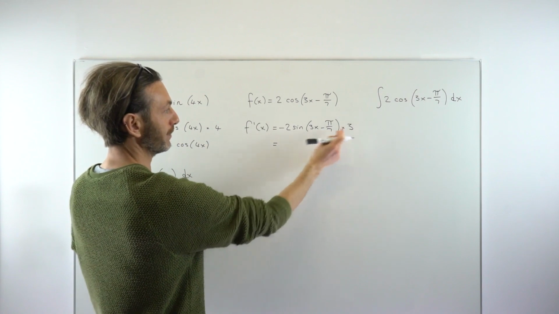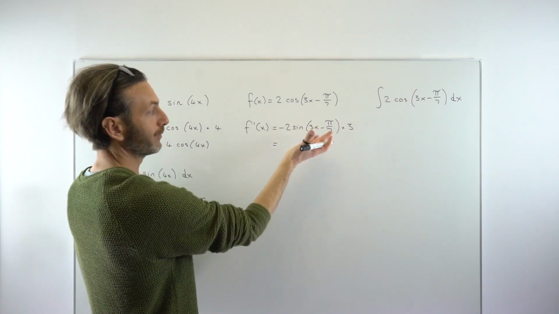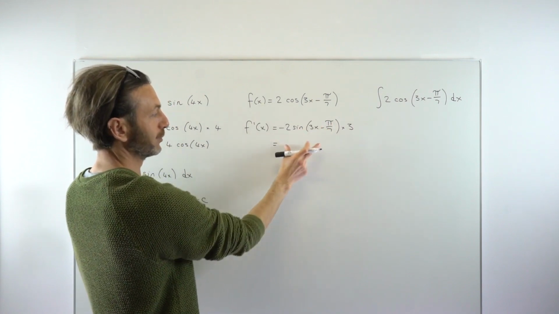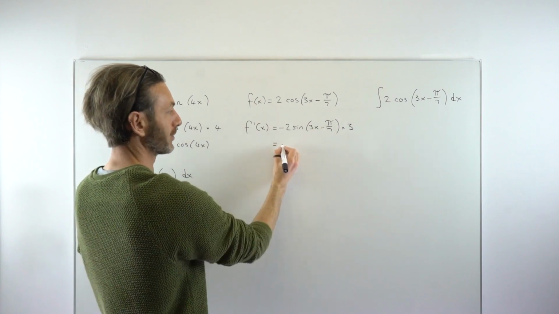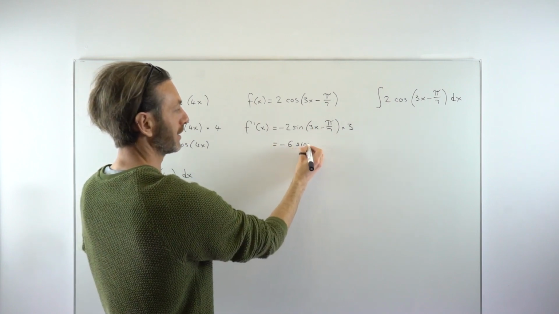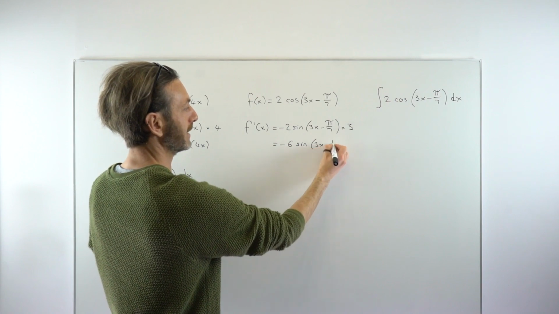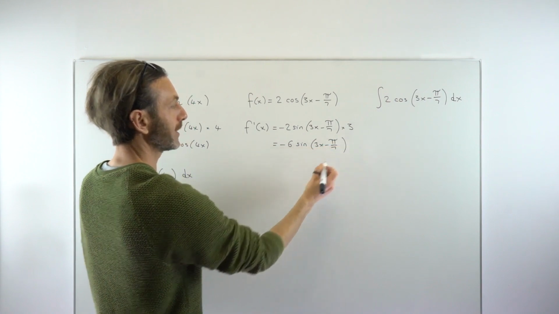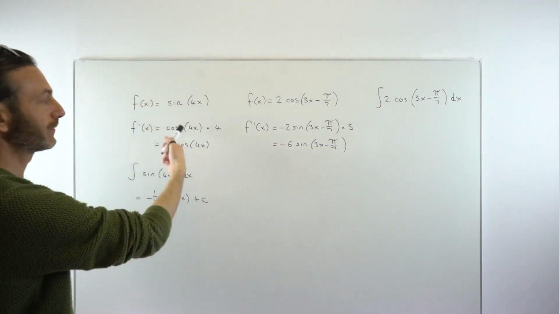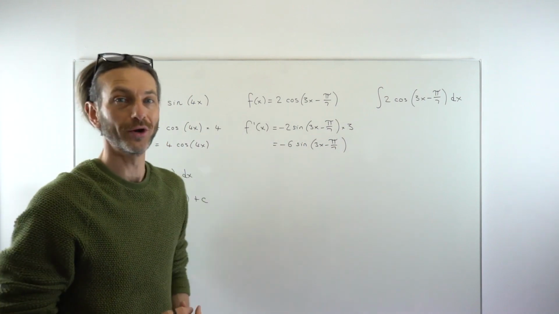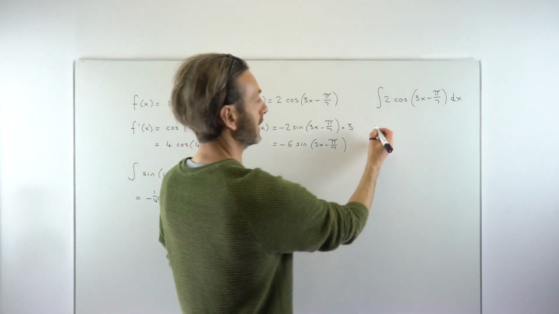We can then tidy this up by multiplying those together, or if you're confident, you can go straight to this final form from here. Minus 2 times 3 is negative 6. So it's negative 6 sine, and then again, the bracket never changes. Okay, so this case, it looks a lot different to this one, but it's actually very similar in how it works. Let's take a quick look at the integral.